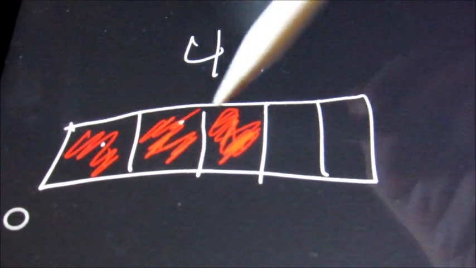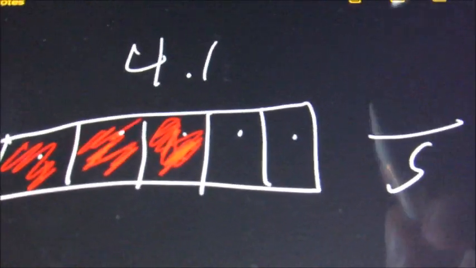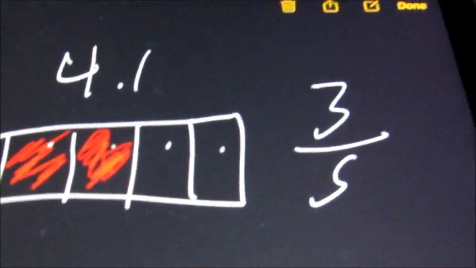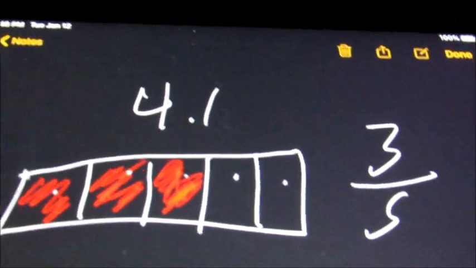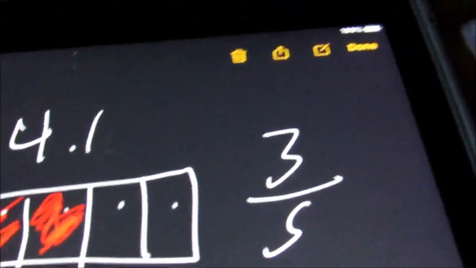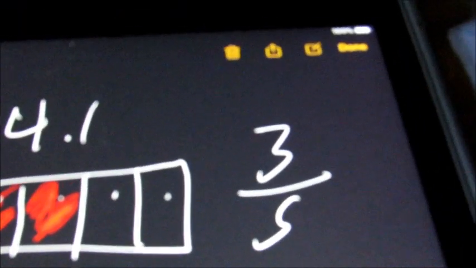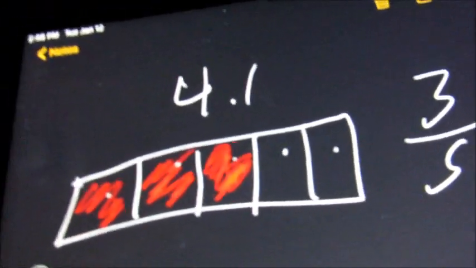So here we have 1, 2, 3, 4, 5 sections. So our denominator is 5, and we have 1, 2, 3 sections that are shaded. So the part that's shaded is 3/5. So 3 out of 5 are shaded, and that's one way we can say fractions as a ratio, 3 out of 5. It's also 3 divided by 5, or just 3/5.